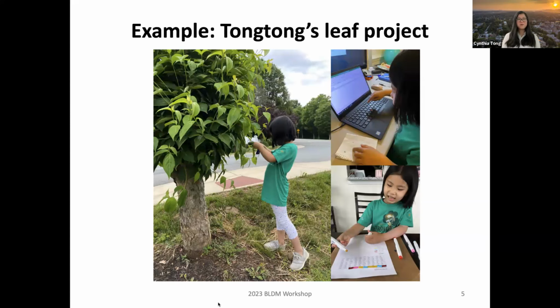Okay, so this example, I actually call it Tongtong's Leaf project. It's a summer project for my daughter two years ago. Because of COVID, she couldn't really do much during the summer. And at that time, she was in kindergarten. She had just learned measuring stuff. So I just found her a project to kill time.